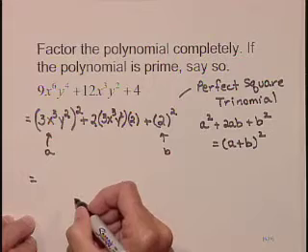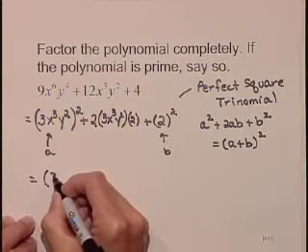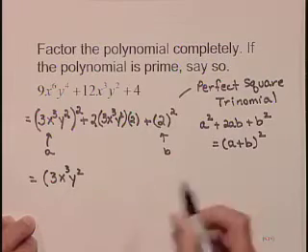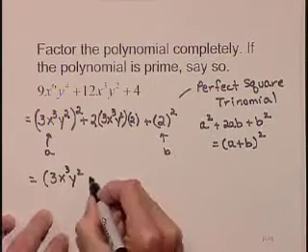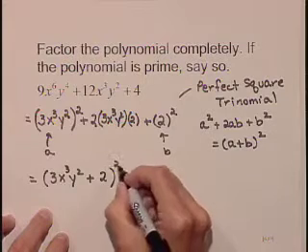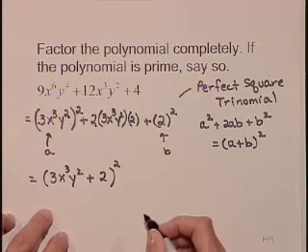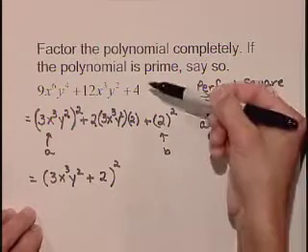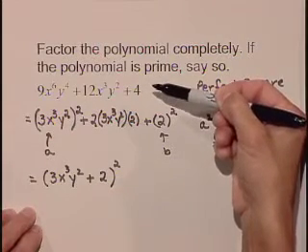Let's plug those values in. In for a, 3x to the 3rd y squared. In for b, we put that 2, and this term gets squared. As a check, we can square that, FOIL this out to ensure that we do indeed get our original polynomial.